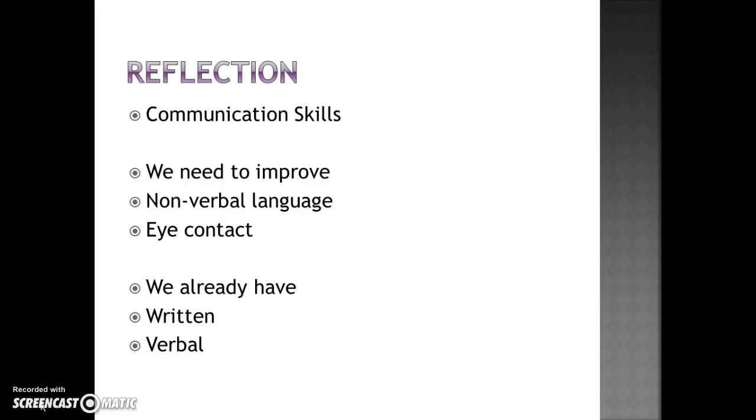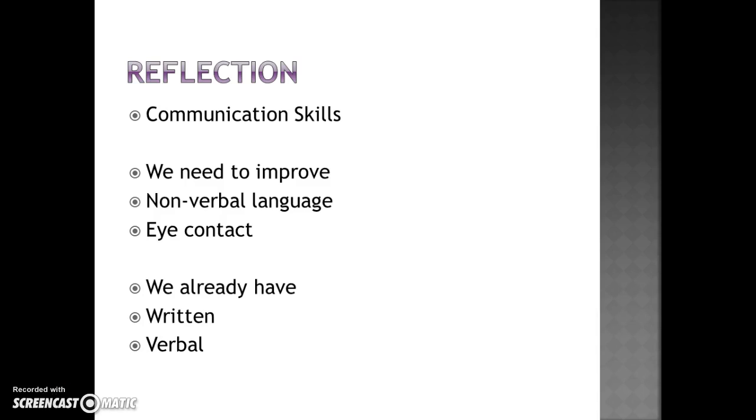Now the reflection about our communication skills: the ones we need to improve are nonverbal language and eye contact. In nonverbal language, sometimes we move a lot during presentations, like we make a lot of hand signs, or we are usually smacking our friends during the presentations for them to realize that they need to talk, or sometimes we do not move at all.